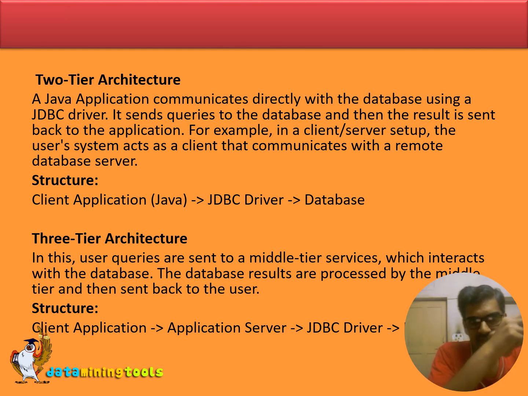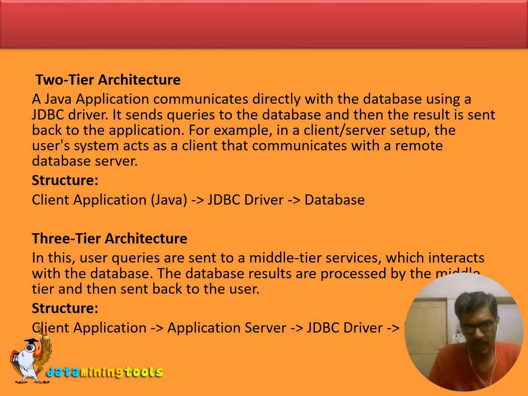Next, there are many different kinds of architectures, but let's look at two structures here: two-tier architecture and three-tier architecture. In a two-tier architecture, a Java application communicates directly with the database using a JDBC driver. So the client application sits on one machine, that is your PC or your laptop, and JDBC and database are located on one server. So from the application, you talk to the server, and the JDBC talks to the database and sends it back.